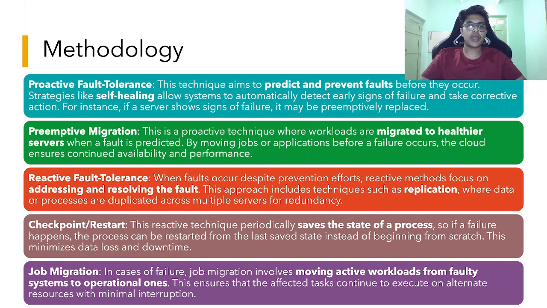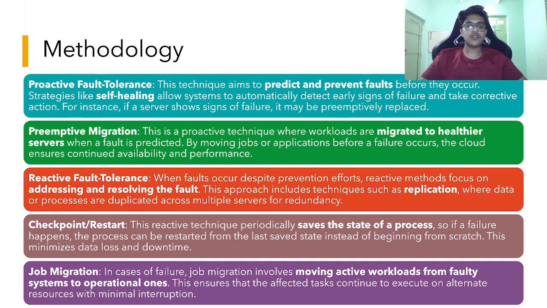Firstly, we have proactive fault tolerance. This technique aims to predict and prevent faults before they even occur. Strategies like self-healing allow systems to automatically detect early signs of failure and take corrective actions. For instance, if a server shows signs of failure, it may be preemptively replaced. Next is preemptive migration. This is a proactive technique where workloads are migrated to healthier servers when a fault is predicted. By moving jobs or applications before a failure occurs, the cloud ensures continued availability and performance.